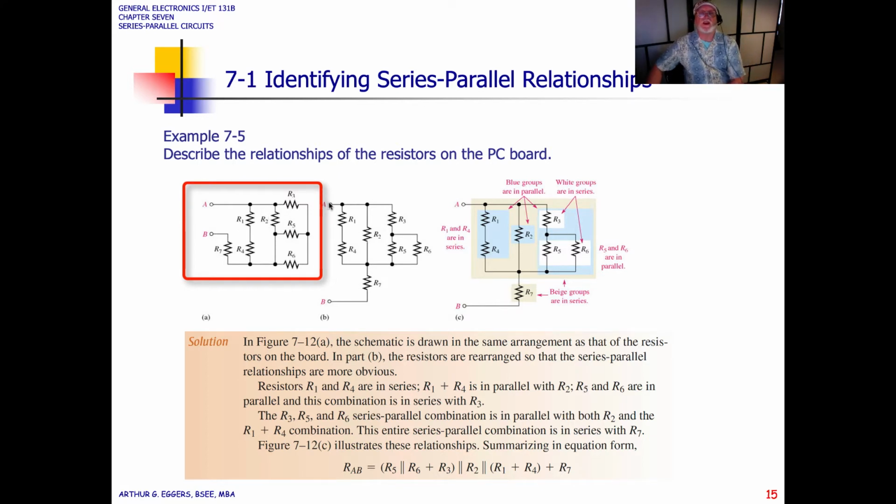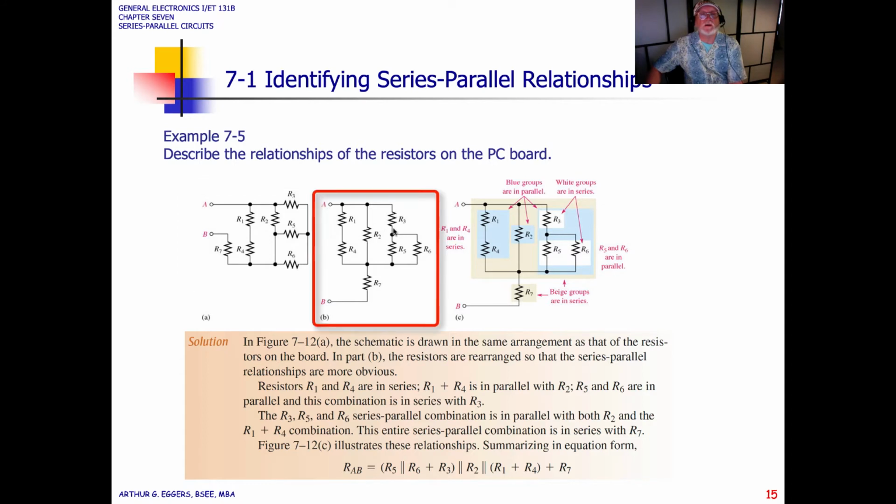The next thing that the author did here was they started rearranging some of the relationships and the placement of the components on the board to try to make them easier to do the series parallel analysis. So in the figure, the schematic is drawn in the same arrangement as that of the resistors on the board. In drawing B, the resistors are rearranged so that the series parallel relationships are more obvious.